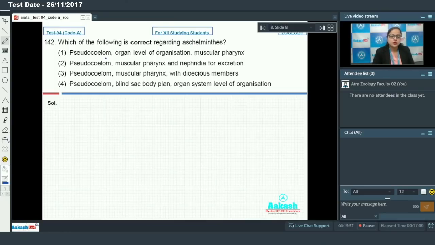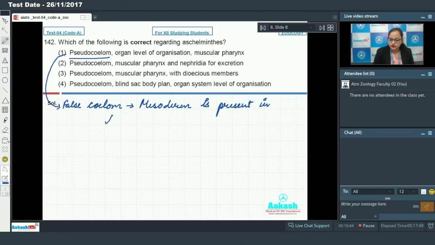So first option says pseudocoelom. Pseudocoelom means false coelom. What does false coelom mean? It means there is a body cavity which is present between the body wall and gut, but it is not completely lined by the mesoderm. Instead, the mesoderm is present in the form of scattered pouches.